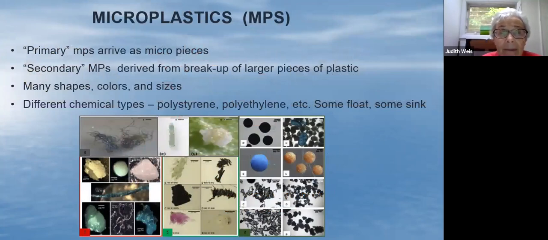Another look at microplastics, they can be categorized into primary microplastics, which arrive in the environment already as tiny pieces, or secondary microplastics that are derived from the breakup of larger pieces. They come in a huge variety of shapes and colors and sizes, and there are different chemical types, as we mentioned, like polyethylene, polystyrene, etc. And because of these differences between the chemicals, some of these microplastic particles float and some sink. Some are denser than others.